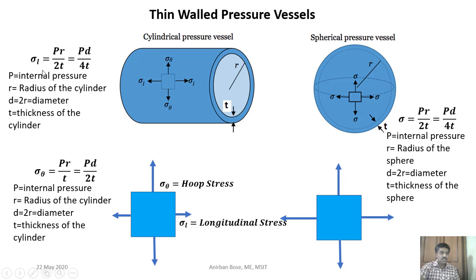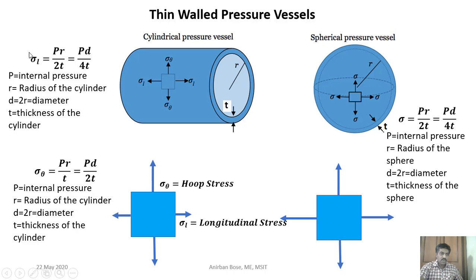You have to remember, for the longitudinal stress it is PD by 4T, where T is the thickness of that thin walled pressure vessel and D is the diameter of the pressure vessel. P is the internal pressure, and you can see that as the internal pressure is more, definitely the stress will be more, and if the thickness is small, then stress will be more. Okay, if the diameter is more, stress will be more. So these are certain things that you have to remember. Okay, now you see sigma theta is PD by 2T.